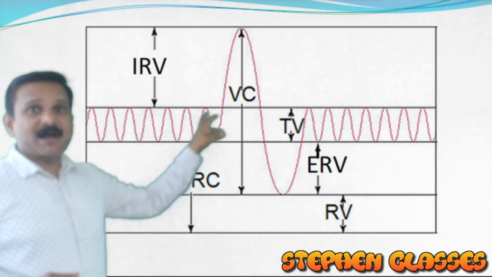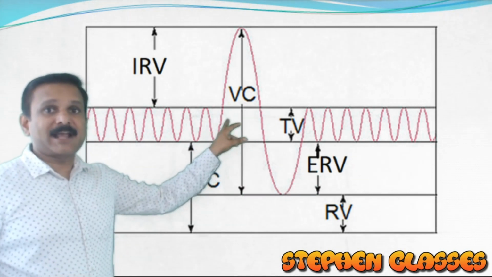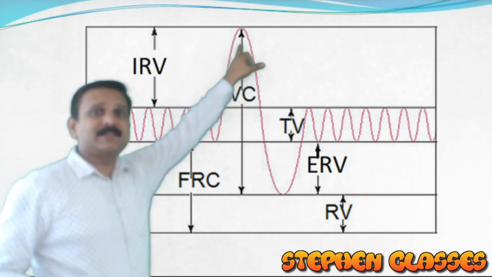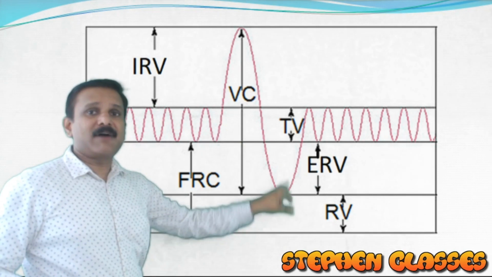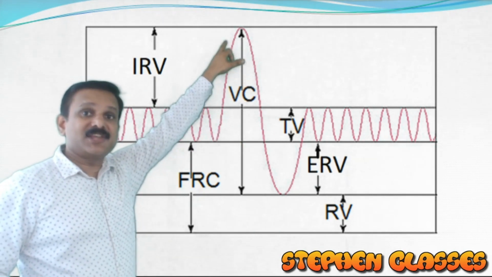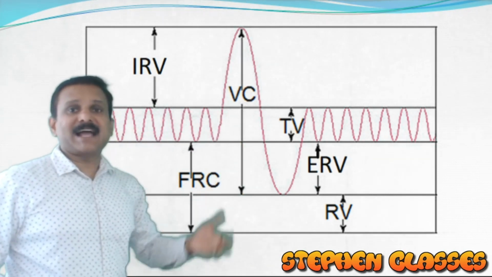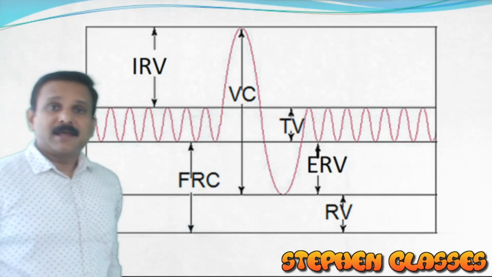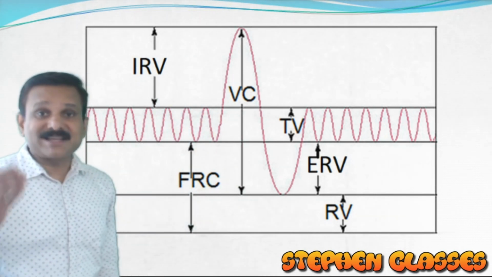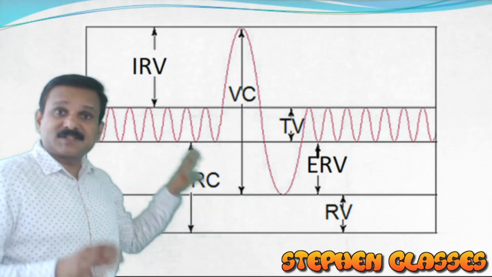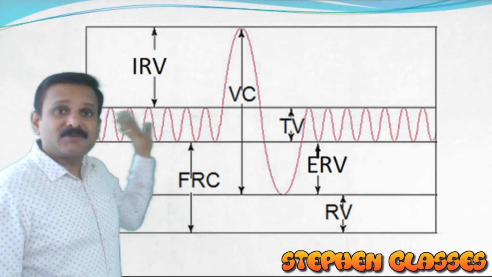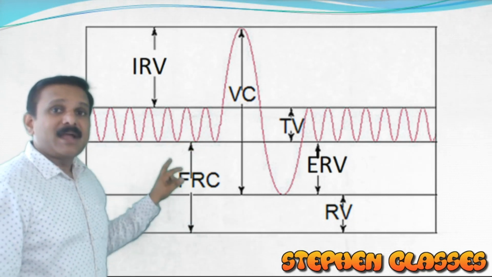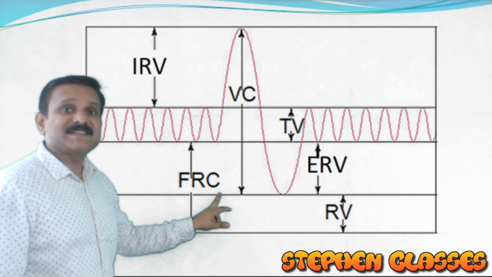And like that, you can mark here the vital capacity. What is vital capacity? The maximum amount of air that can be expired after a forceful inspiration. Or you can also say that after a forceful expiration, the maximum amount of air you can inspire. That is also called vital capacity. So these definitions you can learn by heart from this particular graph itself. Very easy. Okay.